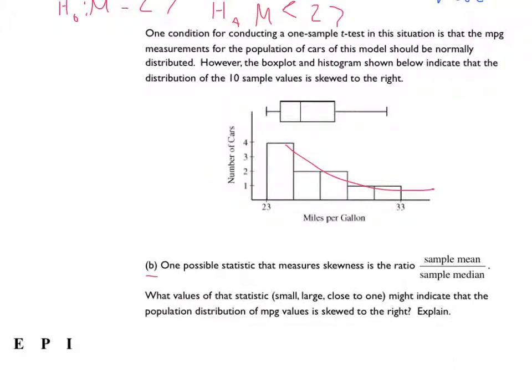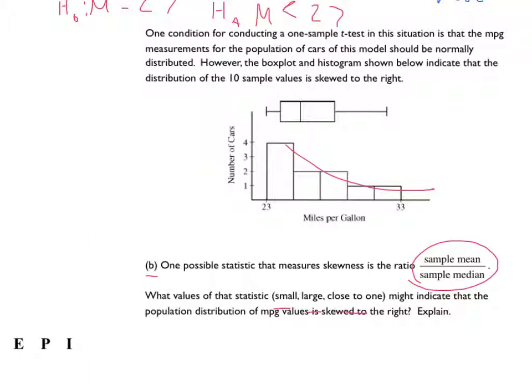Part B says, one possible statistic that measures skewness is the ratio of the mean over the median. Sample mean over sample median. And when we talk about skewness, we always talk about those two not being the same number. So what values, small, large, close to 1, might indicate that the population distribution is skewed to the right? And it's referring specifically to that statistic.